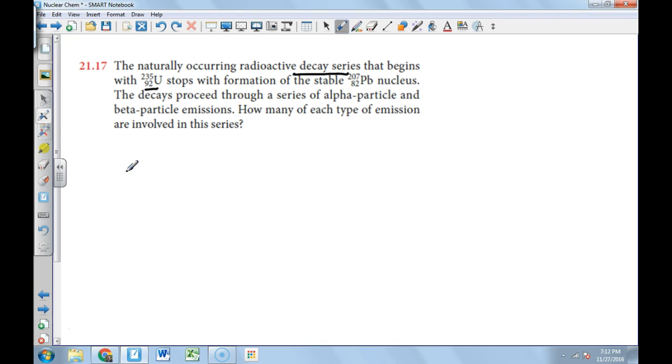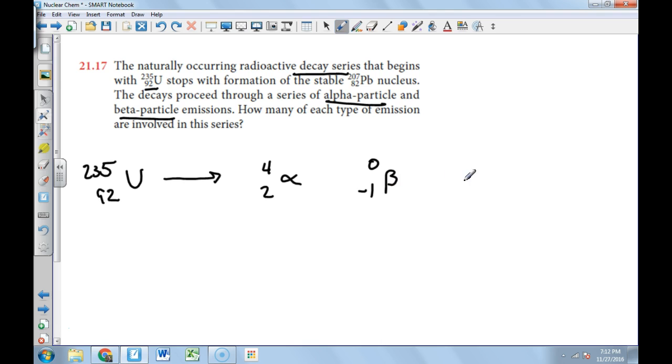And so what we have is uranium 92, 235. It undergoes a series of alpha and beta emissions. Okay, so I'm going to write something here: alpha 4, 2, and then beta 0, -1. And that's going to give us also, plus, lead 207, Pb, 207, and then 82.